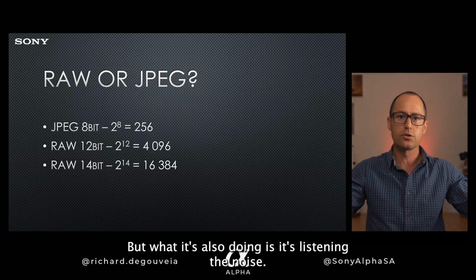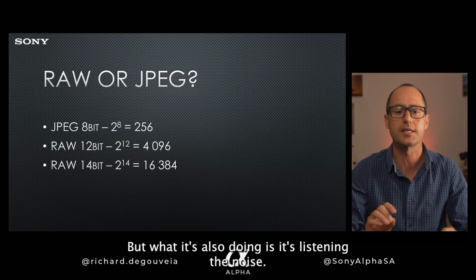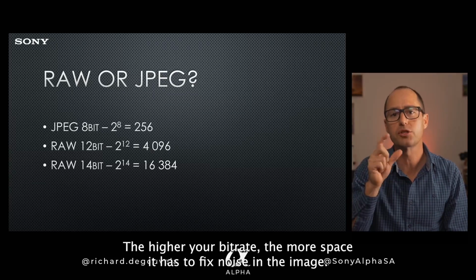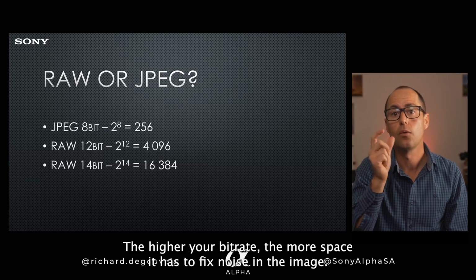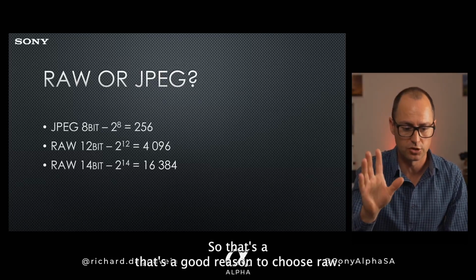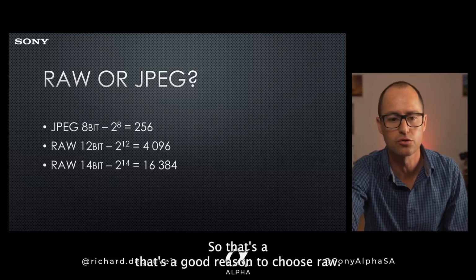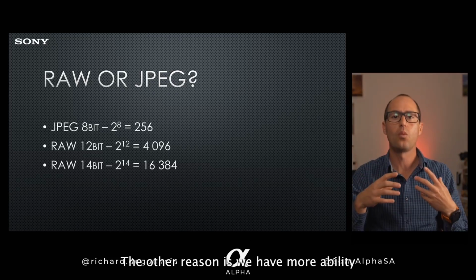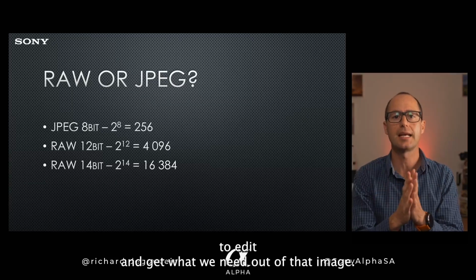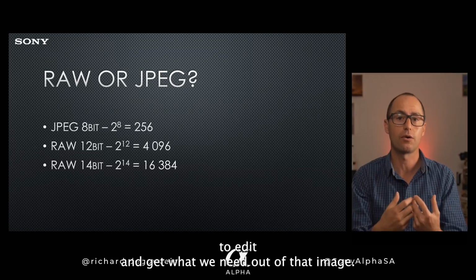But what it's also doing is it's lessening the noise. The higher your bit rate, the more space it has to fix noise in the image. So that's a good reason to choose RAW. The other reason is we have more ability to edit and get what we need out of that image.